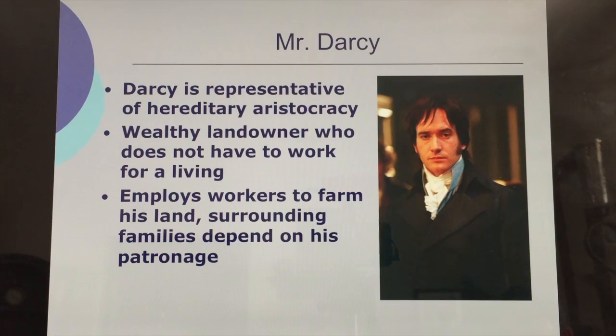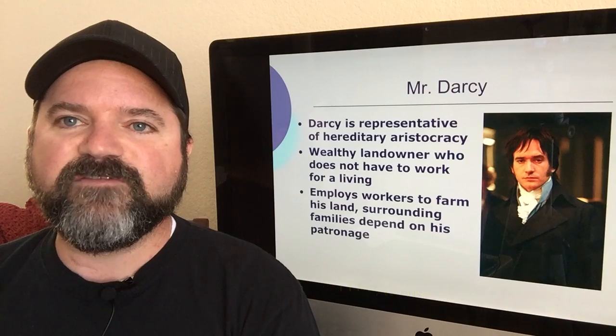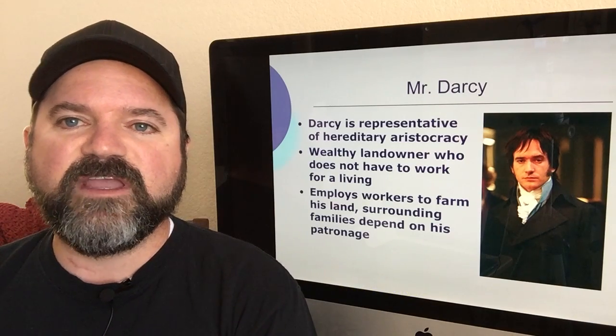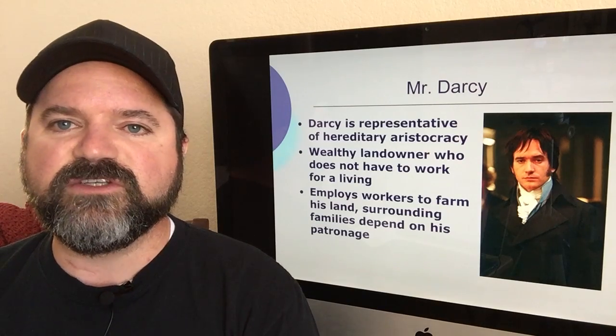One of the main characters in this novel, probably the second most important, is Mr. Darcy. He is what would be known as the hereditary aristocracy. In other words, these are the people who became rich because their parents were rich and they inherited their money and their land. He doesn't have to work. The people that live on his farm run the farm for him, and he just makes money. So he's real wealthy.